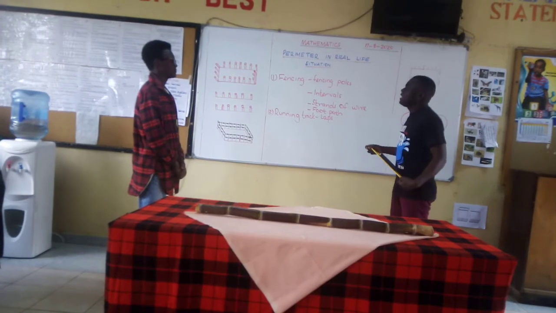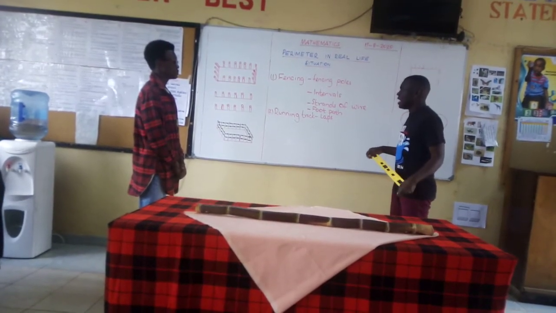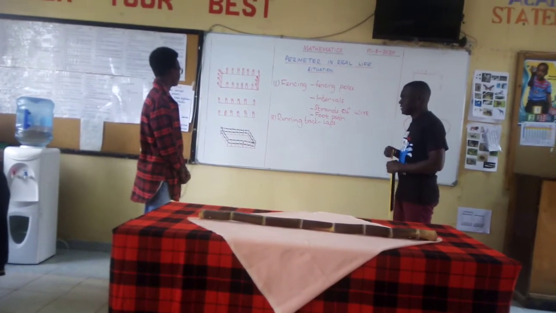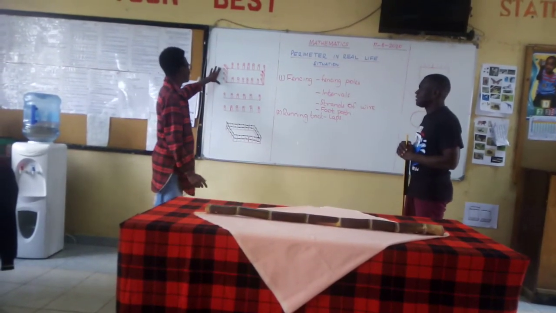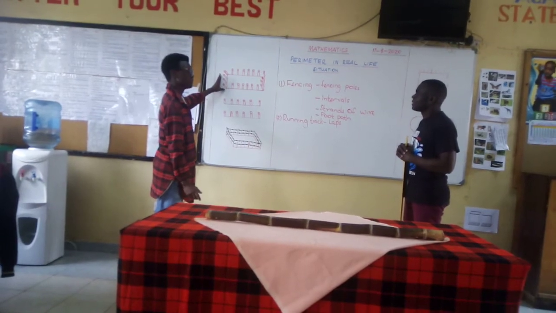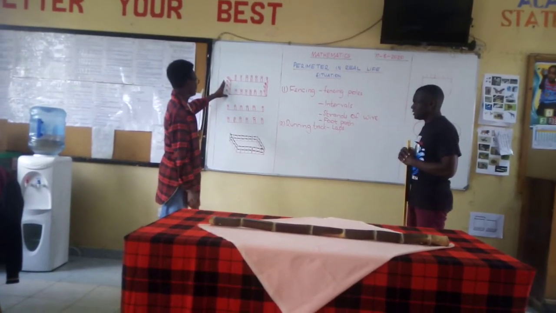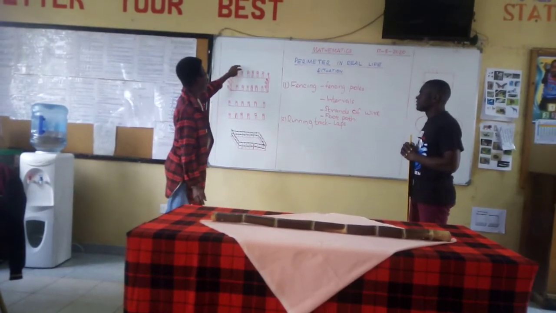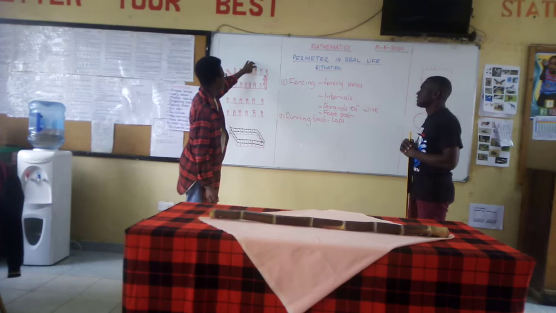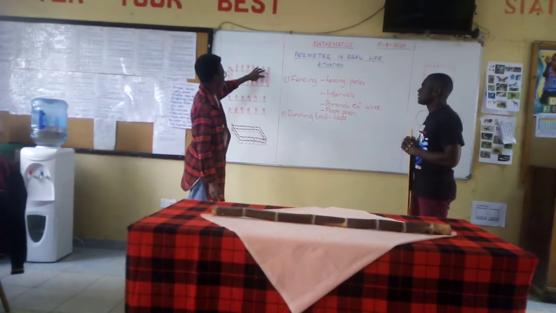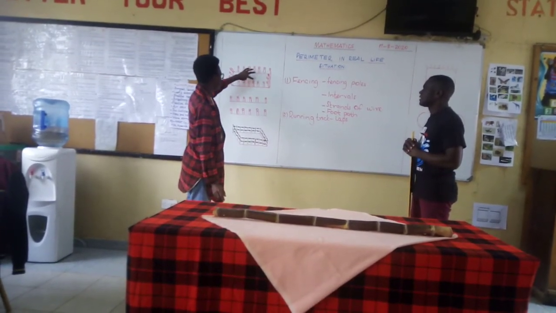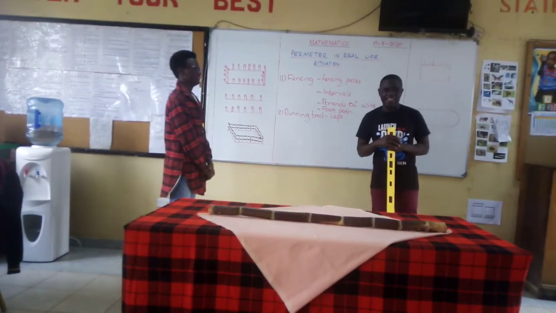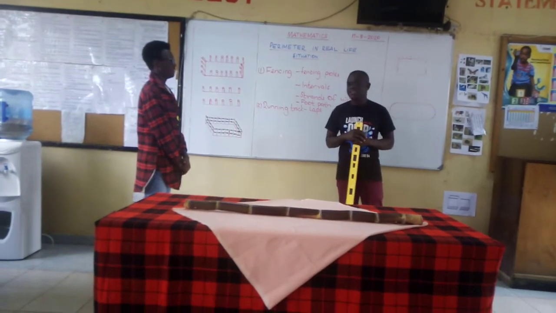On the board, just close to Ian there. Ian, would you please count for us the number of poles in that rectangular piece of land? In this piece of land that we have here, the poles. So we have 1, 2, 3, 4, 5, 6, 7, 8, 9, 10, 11, 12, 13, 14, 15, 16, 17, 18, 19, 20 poles. 20 poles. Brilliant. It is so easy to count.